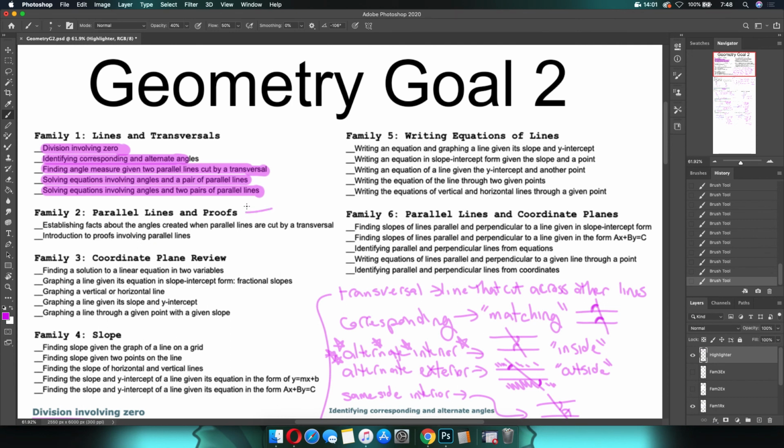Next family is going to be pretty tiny, but we always want to keep ourselves in line with proofs because they will come back and bite you in goal 3.